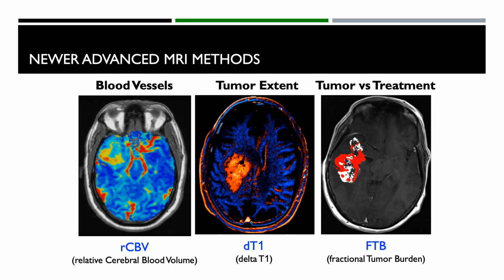So the newer advanced MRI methods that we have in place now, as I mentioned, are the relative cerebral blood volume method to give a map of blood vessels throughout the brain, the delta T1 method that gives us the true tumor extent that's not confounded by other areas of bright spots due to blood products, and then together they give us our tumor versus treatment effect within the enhancing lesion for the tumors that have been treated with chemoradiation therapy, for example.